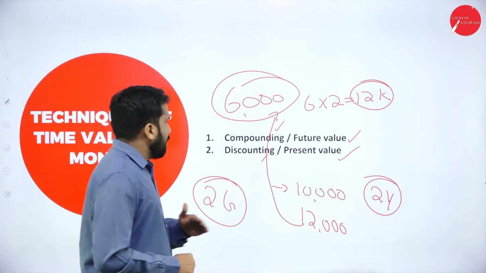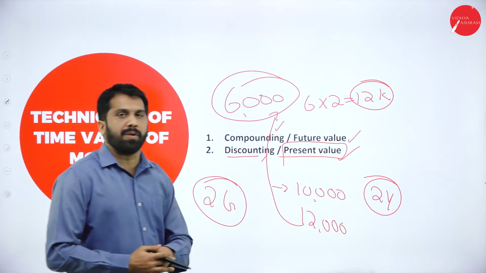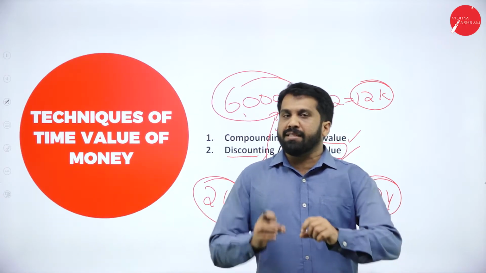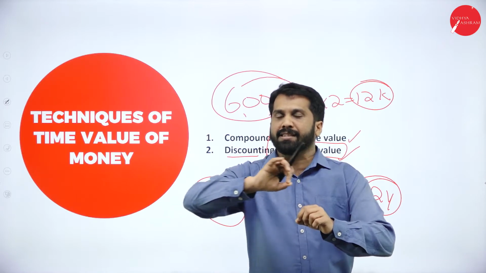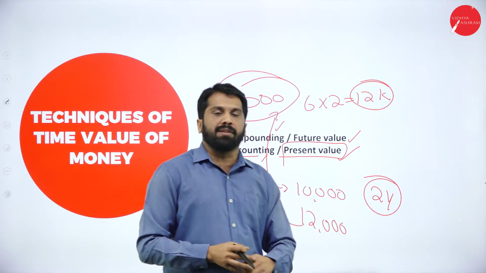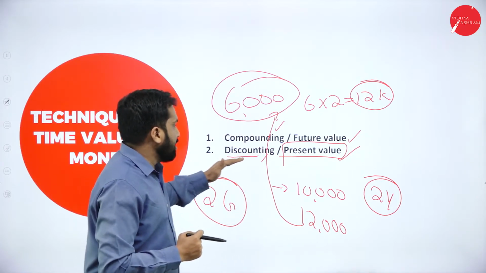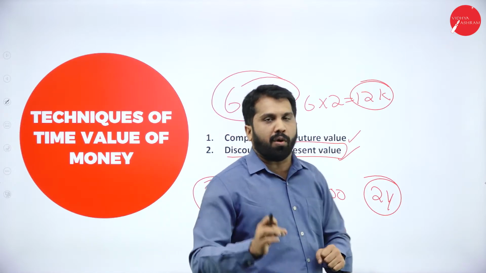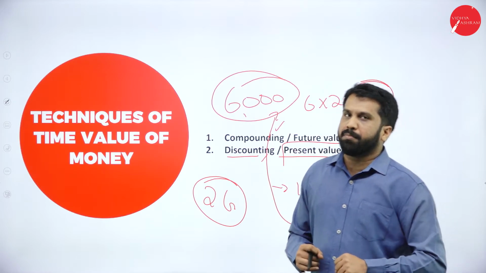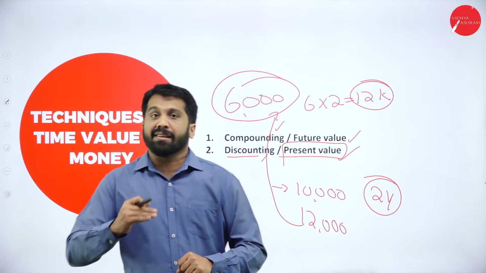Now, the second part, we call it discounting, or present value. I'll give you the best example for this. Please write down the examples there itself. Because you will understand better. Without examples, you cannot understand these kinds of concepts. Now, discounting or present value. What do you mean by discounting or present value? I'll give you a simple example. Discounting means what? Like reducing.